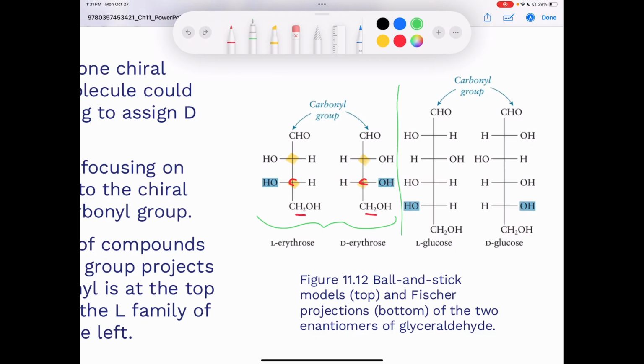And the same thing applies with our glucose molecules. I'll draw a little line here to divide them. So D-glucose is the one where the hydroxyl on the carbon furthest away from the carbonyl group is pointing to the right, and then L-glucose is going to be the opposite. The hydroxy on the chiral carbon furthest from the carbonyl is pointing to the left.